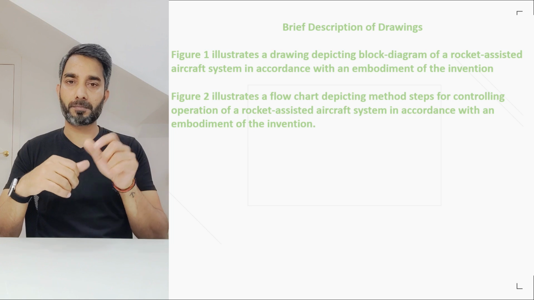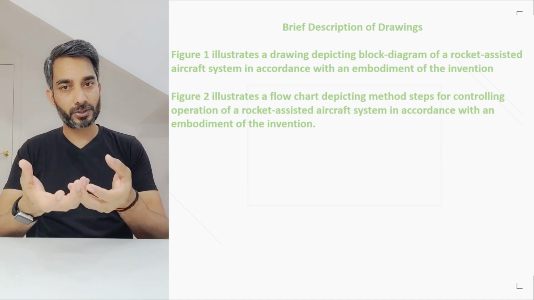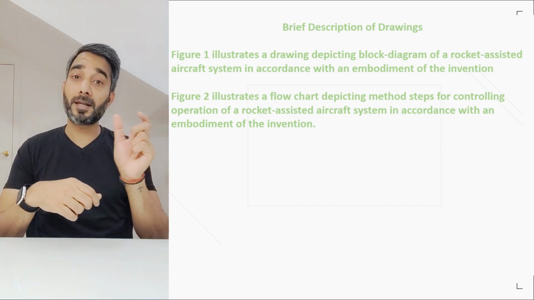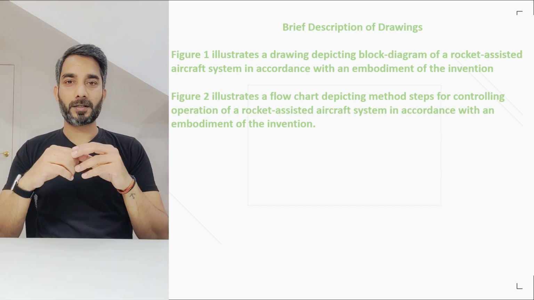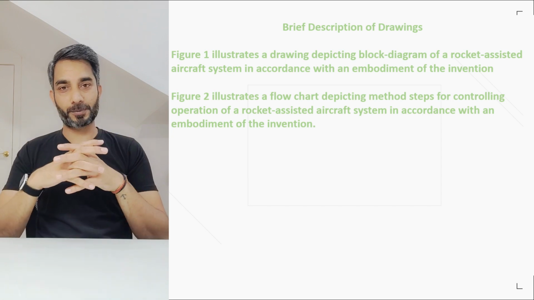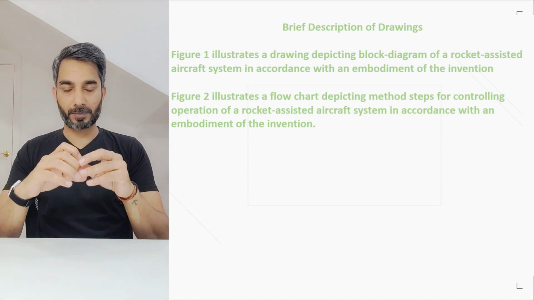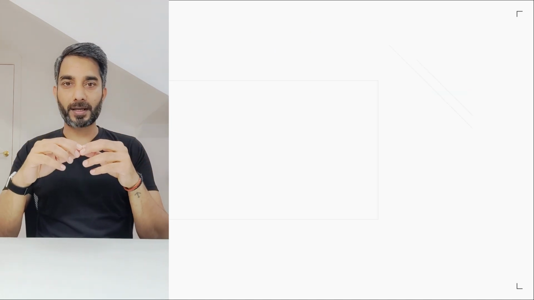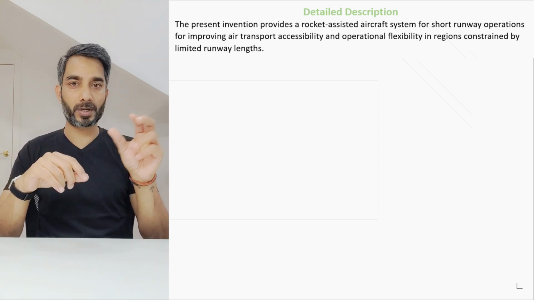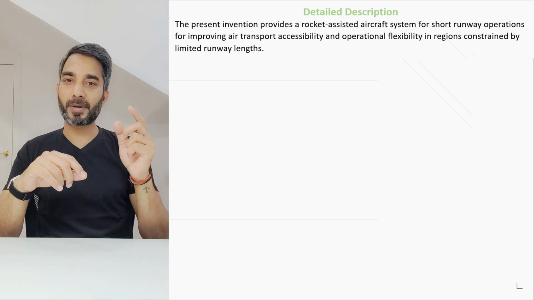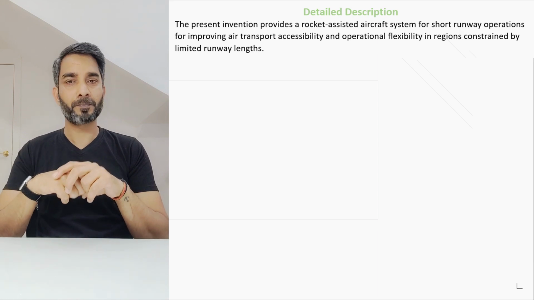Similarly, you can provide brief detail about the method flow chart also. Figure 2 illustrates a flow chart for method steps for doing something in accordance with an embodiment of the invention, sorry. Now we will go towards the detailed description. We will provide detailed description with the help of the figures that we have come up with. We start the section by providing an introduction to the invention. Again, the invention provides solution for overcoming a challenge. This again I have picked from the invention disclosure only. I think the last paragraph or somewhere around it.